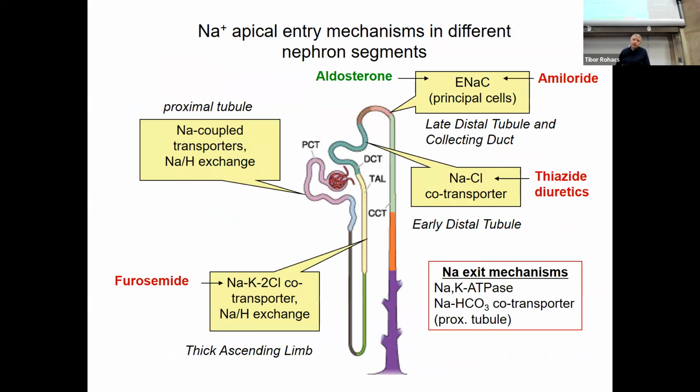So this is just a summary of all the transporters that we discussed. Again, the proximal tubule reabsorbs 2/3. You have all these different sodium coupled mechanisms. The thick ascending limb has the furosemide sensitive transporter. The early distal tubule, the thiazide sensitive one, and the late distal tubule and the collecting duct have the amiloride sensitive ENaC channel.